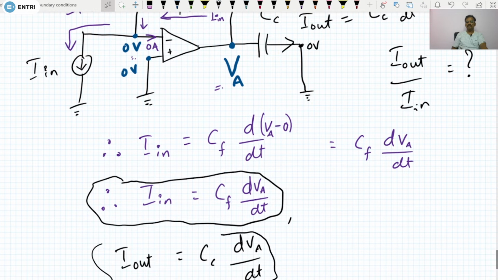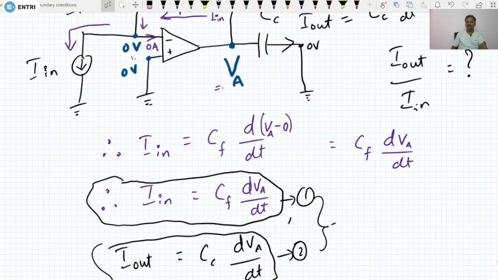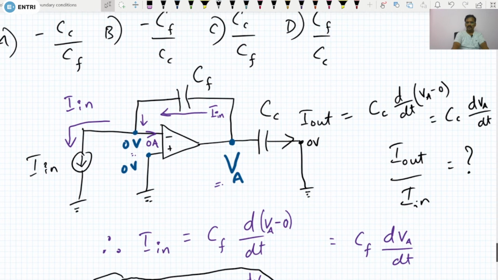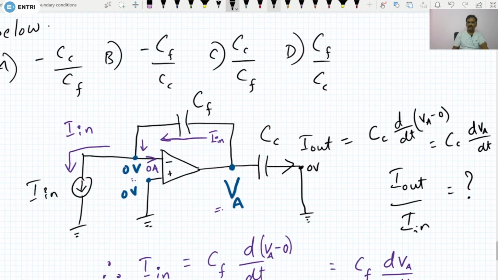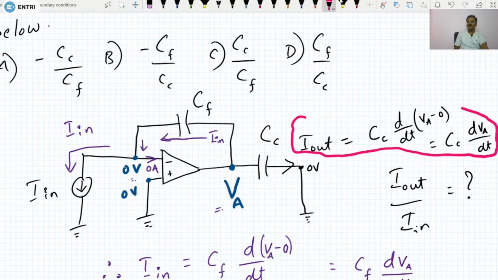This is I out. Let us say this is equation 1 and this is equation 2. From these two equations, what is I out by... one minute here. Now you can see I out, right? So I out is equivalent to what? Is equivalent to Cc into dVA by dt. Yes or no?